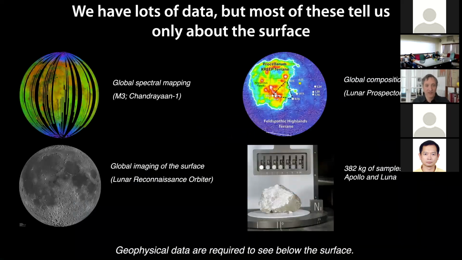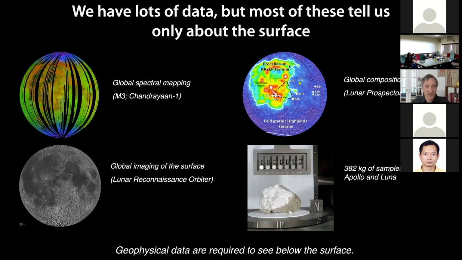So first, the question is, why do we need to send more missions to the moon? And why do we need to measure the gravity field of the moon? This is a common question. It's because for the moon, we actually have a lot of data. We have global spectral imaging, which gives us information about the mineralogy. We have images of the surface, which gives us information about geomorphology. We have information about the composition of the surface. And we also have almost 400 kilograms of samples that were collected during the Apollo and Lunar missions.